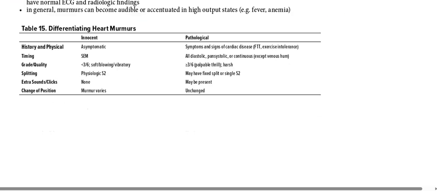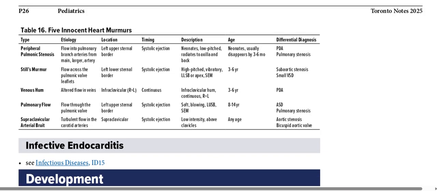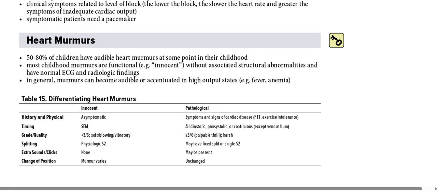Then heart murmurs. The last topic we are going to discuss today is heart murmur. Alright, 50 to 60% of children have an audible heart murmur at some point in their childhood. Most childhood murmurs are functional. Always remember the word functional means innocent, without associated structural abnormalities, and a normal ECG. Innocent means everything is normal.